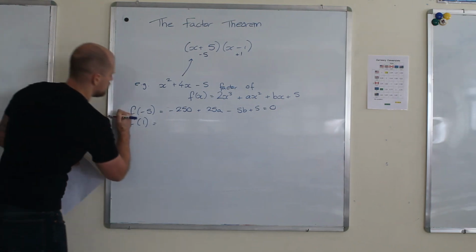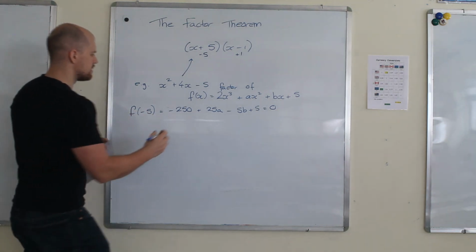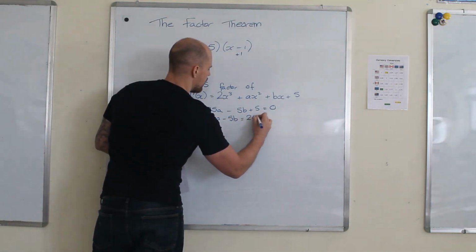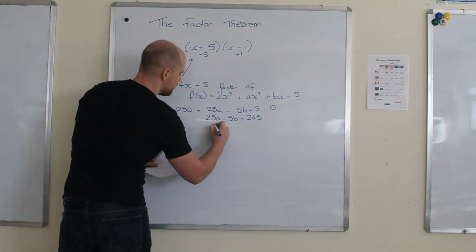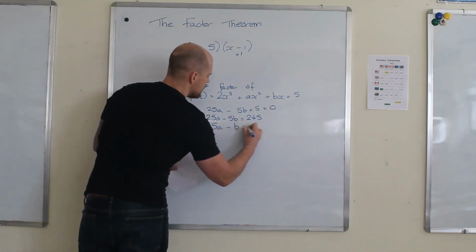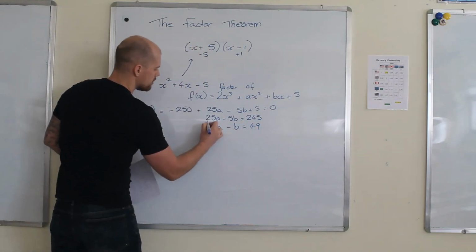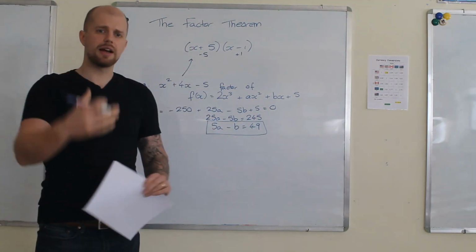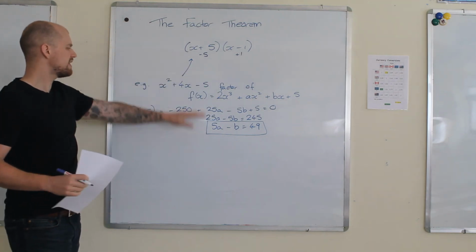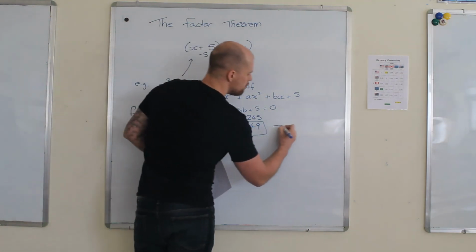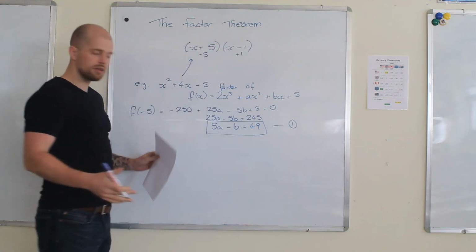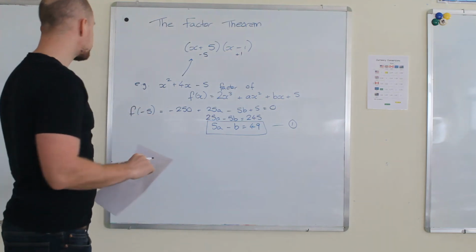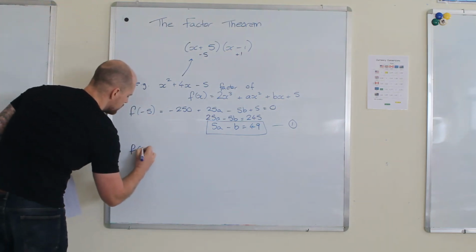So from that, what I can get is 25a minus 5b equals 245, or when you divide by 5, I get 5a minus b equals 49. And I'm going to put that in a box. I always recommend this, especially with these questions, they get quite long. When you have simplified down to your first simultaneous equation, put it in a box, label it number 1, whatever you do, just make sure you put it in a box so you can find it, basically. The next one is f of 1.